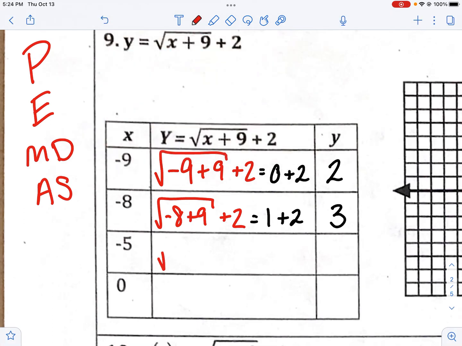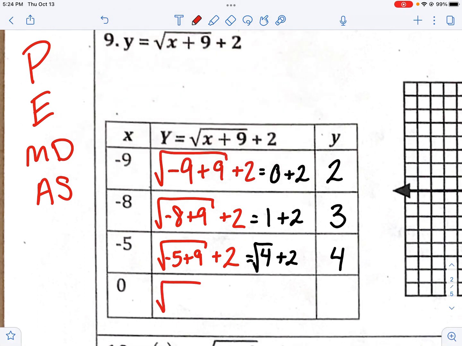The next one I've got here, the square root of -5 plus 9, which is really the same thing as 9 minus 5, plus 2. And here's a mistake that a lot of students will make. They'll take the 9 minus 5 and they'll put 4 plus 2, but that's not correct. What did they forget? Well, they forgot to take the square root of 4. And that's a really important step. I see it all the time. So the square root of 4 is 2, and 2 plus 2 is 4.